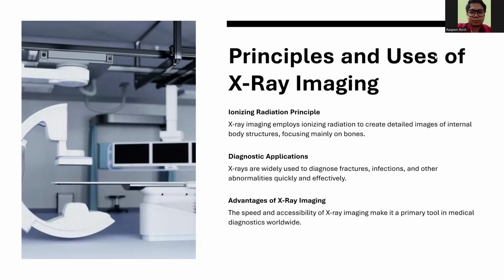So, regarding the principles and uses of X-ray imaging, X-ray imaging employs ionizing radiation to create detailed images of internal body structures, focusing mainly on bones. So with this ionizing radiation, they can actually be reflected by condensed structures like bones. So that's why they are imprinted in X-ray films. X-rays are widely used to diagnose fractures, infections, and other abnormalities quickly and effectively.